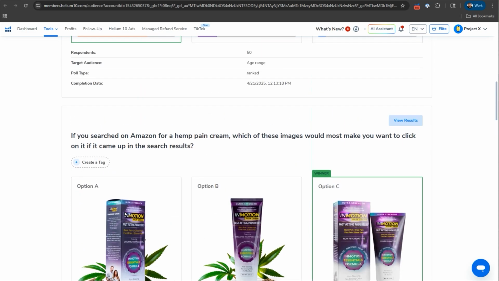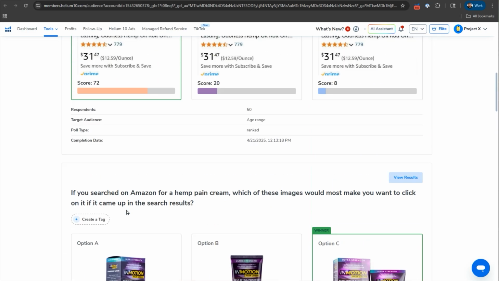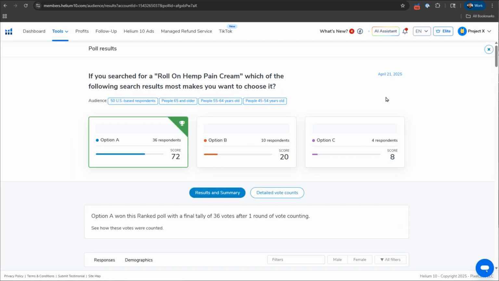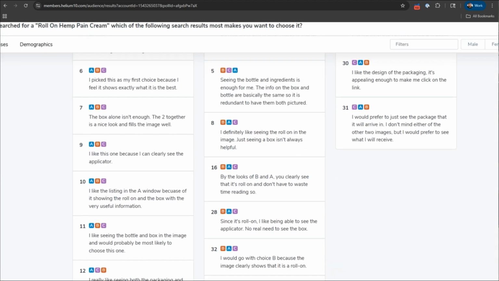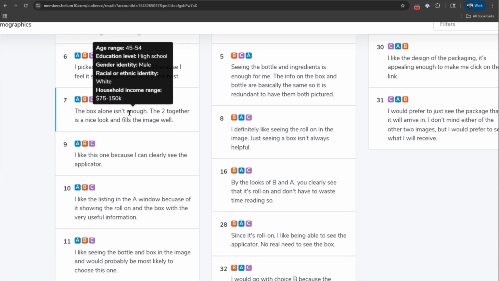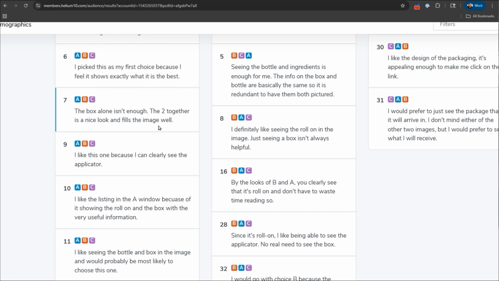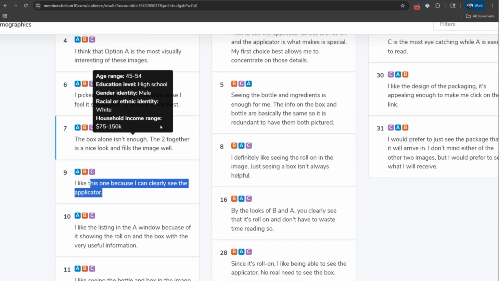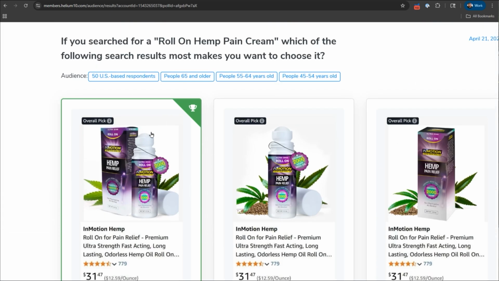And it wasn't just about the votes. What happens is the people who are voting on these things will give you details on why exactly they chose different things. Look at this, somebody says, the box alone isn't enough. The two together is a nice look and fits the image well. I like this one because I can clearly see the applicator, this person wrote. Because you see here, it has a roll-on thing, but in the first image, it just has a box. You don't even know how that roll-on looks, right?